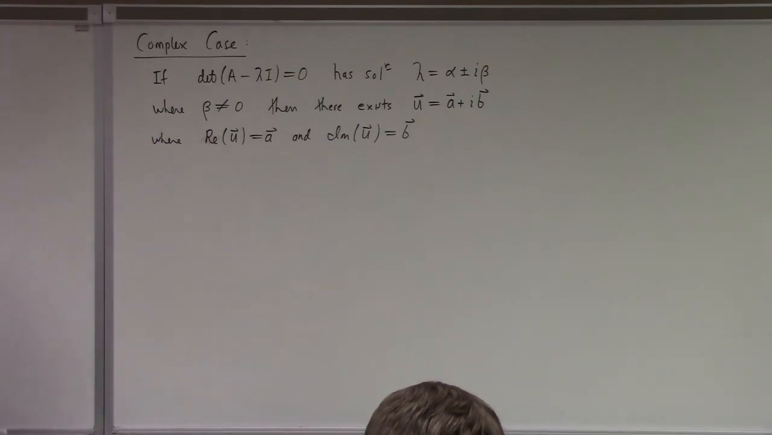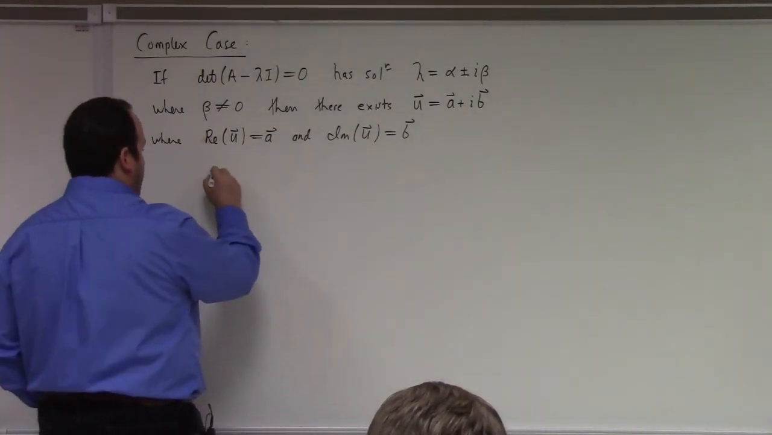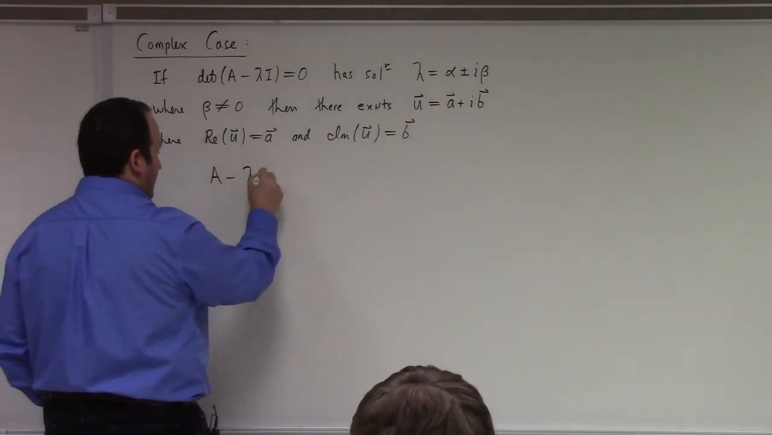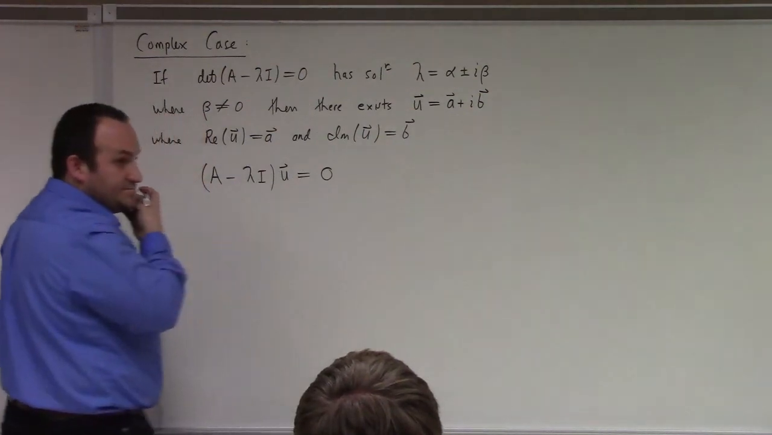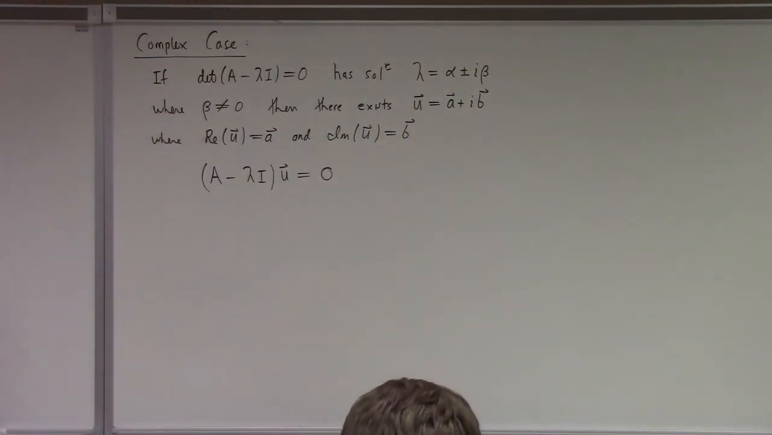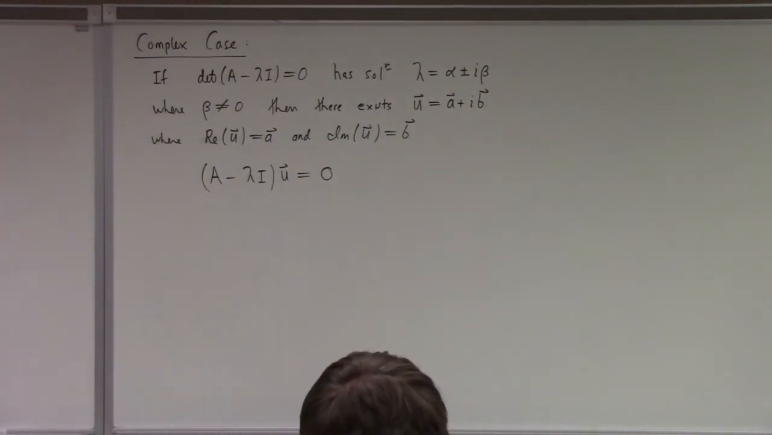And this u, what am I talking about? I'm saying that you can still solve A minus lambda I times u equals 0. Linear algebra says if that lambda is complex, then there still exists a complex vector u that will solve this equation. This is called a complex eigenvector.